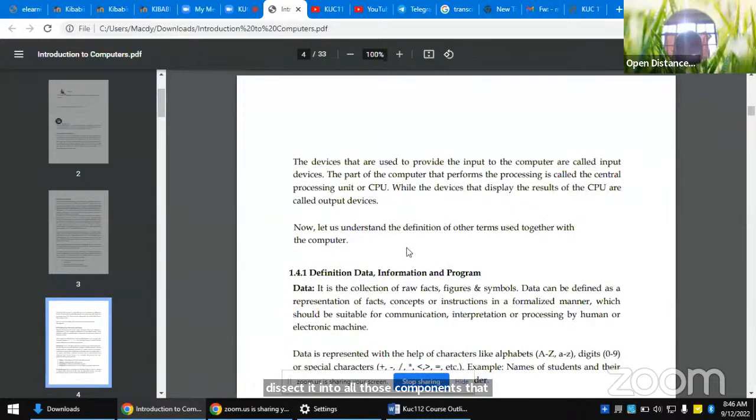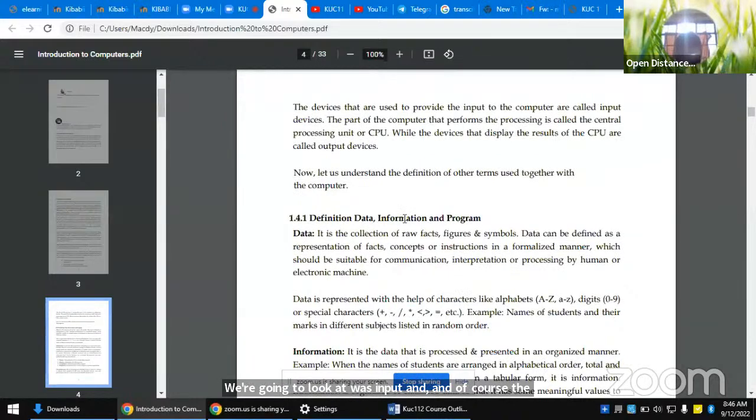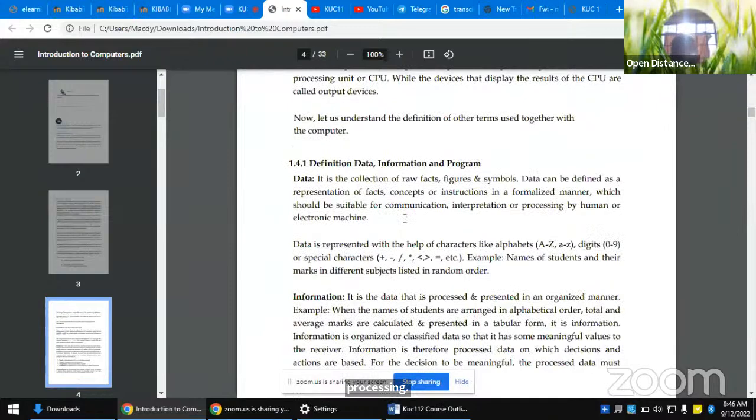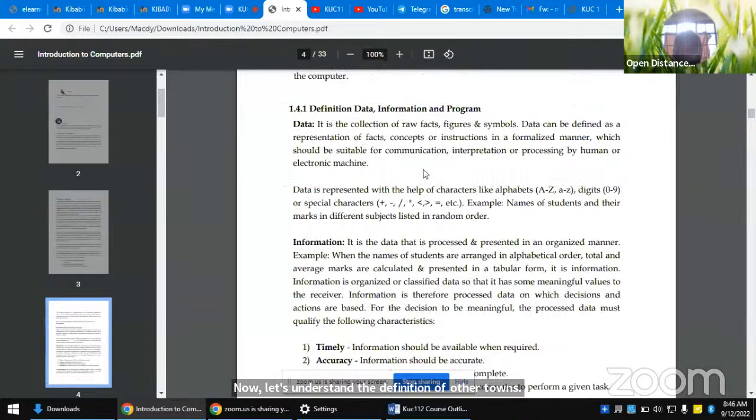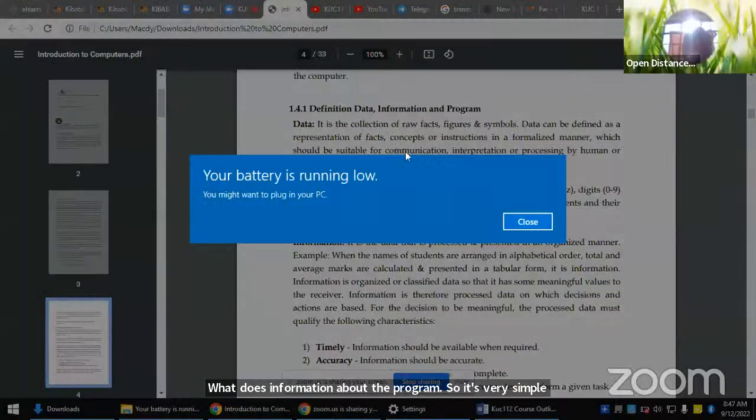So the devices that display the results of the CPU are called output devices. So when we are looking at the components of the hardware, you will notice we have what we call output devices. We are going to look at input and of course the processing. Now let's understand the definition of other terms also used together with the computer. And for this, we are going to look at three key issues: what is data, what is information, and what's a program. So it's very important that we look at this area.